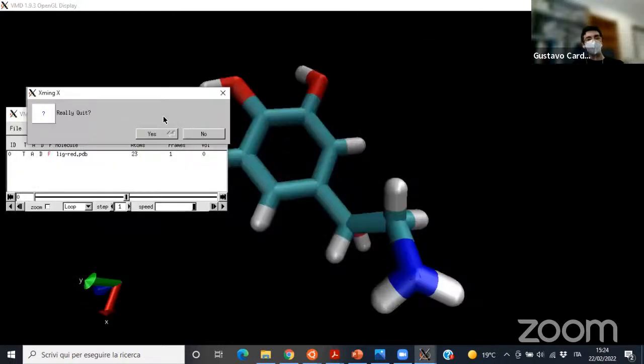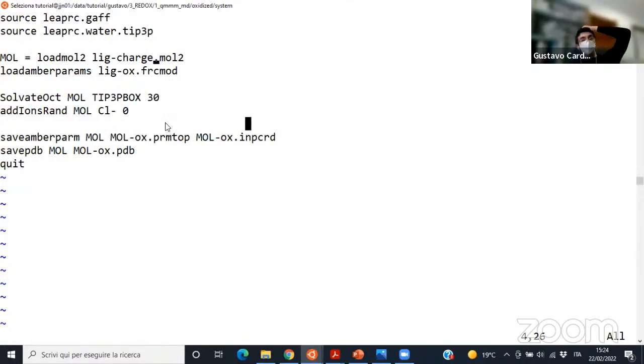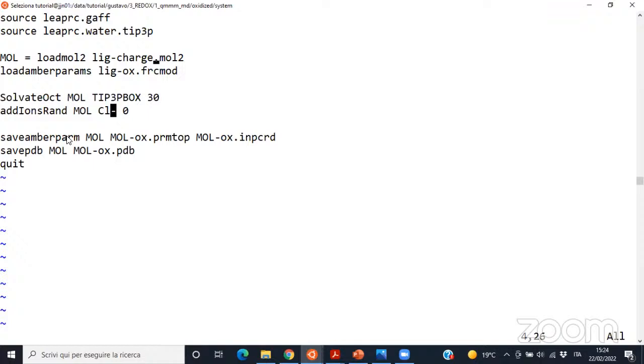Okay, let's exit here. Let's go back to the input. So this is basically the same thing apart from this add ions run. I'm going to ask any one of you, why are we adding this guy here? So we're putting a chlorine minus atom. Why is that the case? To neutralize, because we do not have a charge equals 0.